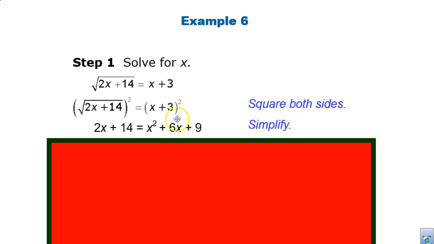Which works out to be x squared plus 6x plus 9. There is a shortcut to this. I'll share it with you, and I've probably put this in a video in the past, but whenever you square a binomial, here's your shortcut.